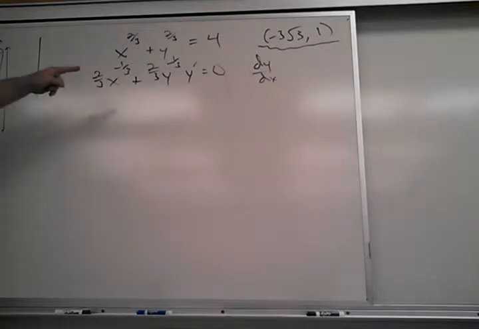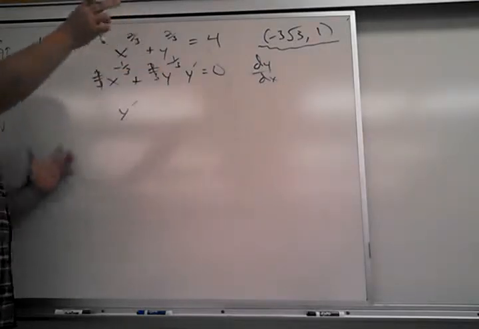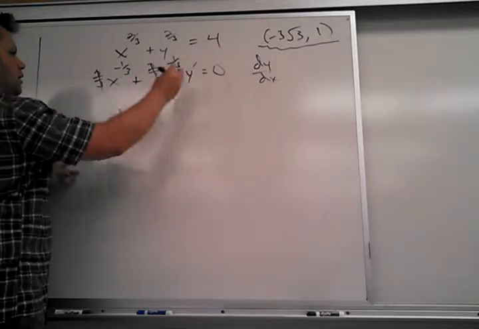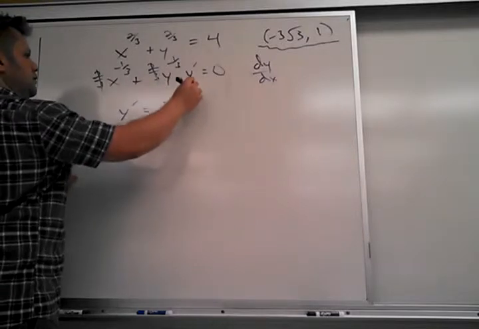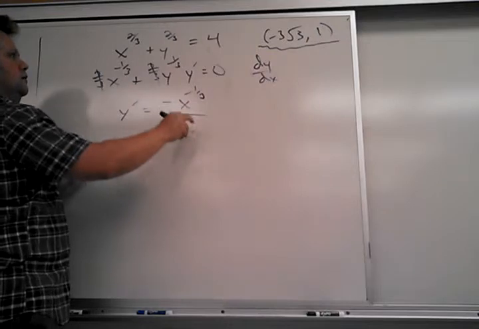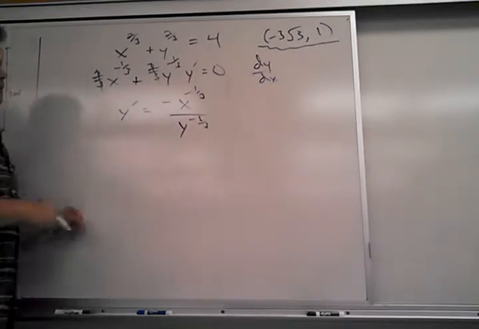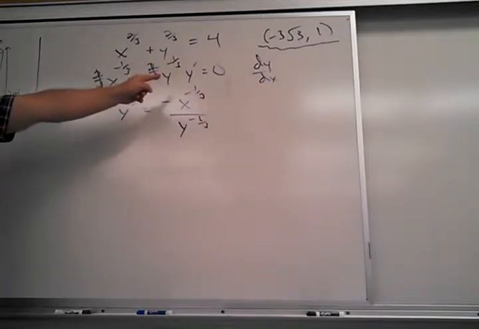So now you get y prime. Get y prime by itself. The 2/3 cancel, is that cool? Because you're going to divide everything by 2/3. Right. So subtract that over, so I get negative x to the negative 1/3, and that's divided by y to the negative 1/3, and I can clean this up now. Subtract that, divide by this, I have y prime by itself.